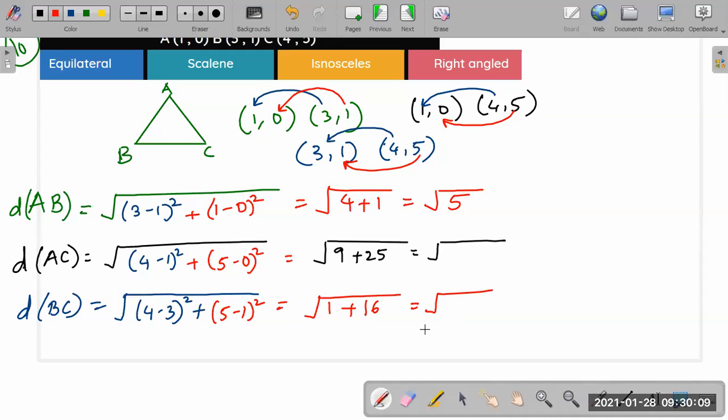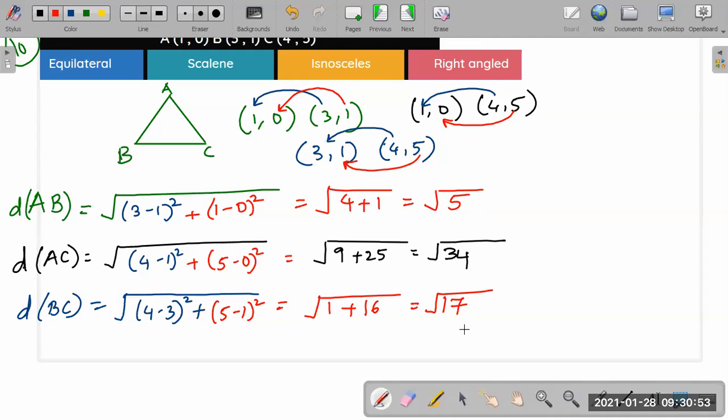Compare all of them and check: are all the sides equal? Are any two of those equal? I leave this part for you. Is it an equilateral triangle, a scalene triangle, an isosceles triangle, or a right-angled triangle? If you simplify this part, that should be root of 34, and 1 plus 16, that is root of 17.